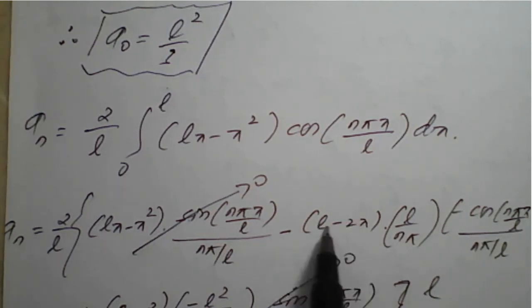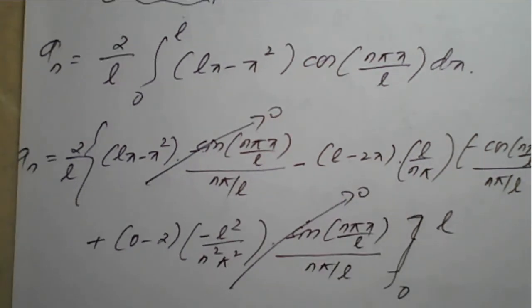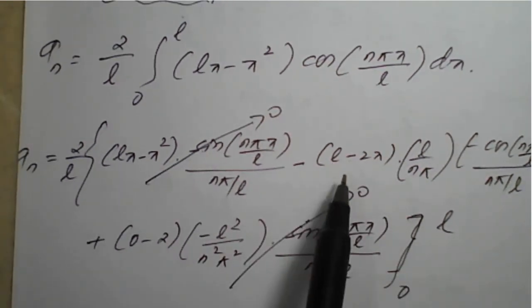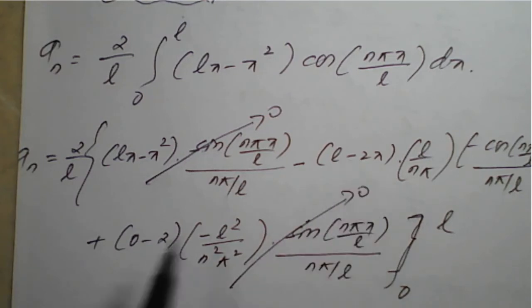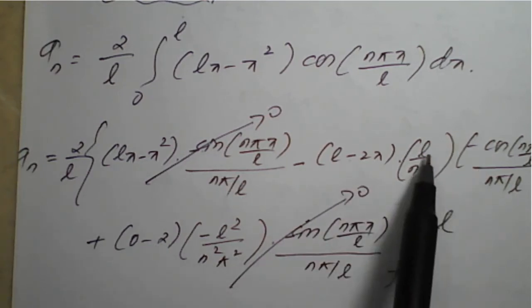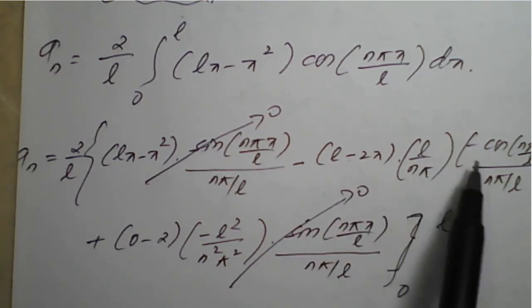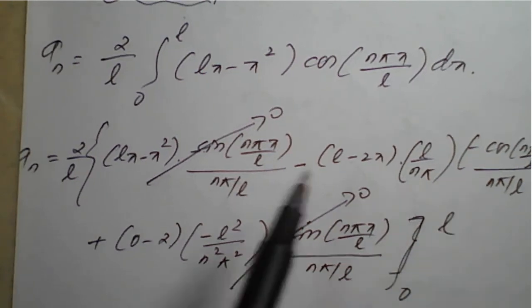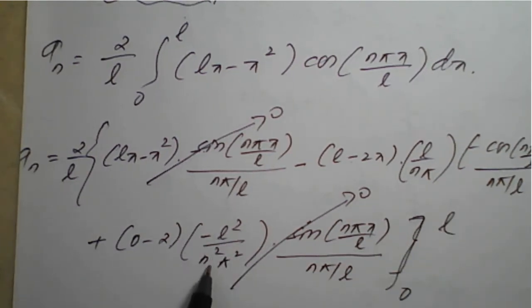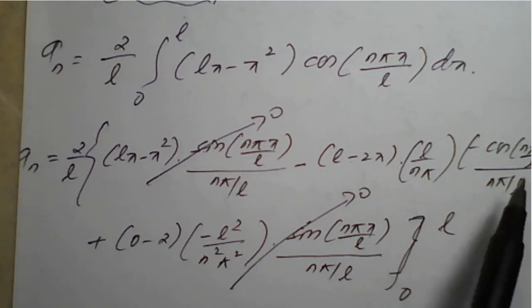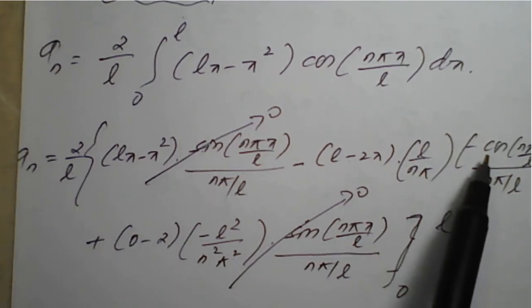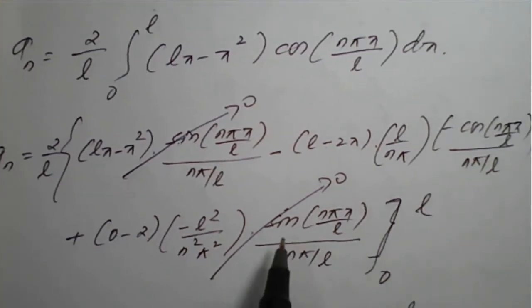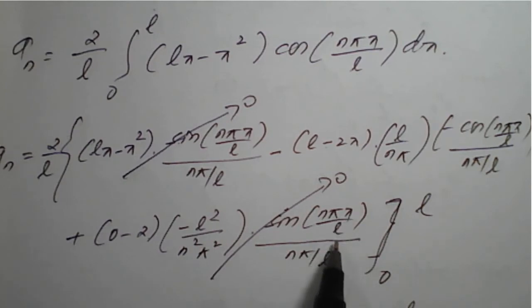So next, this is again differentiable. So differentiation with plus sign, differentiation of L minus 2x is 0 minus 2. So this L upon n pi and minus L upon n pi will become what here, minus L square upon n square pi square, and integration of cos is what here? Sine of n pi x upon L divided by n pi upon L.